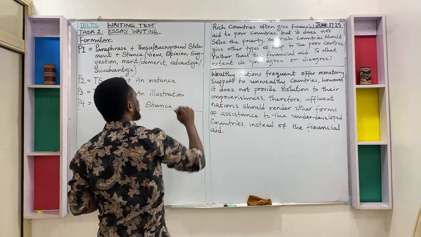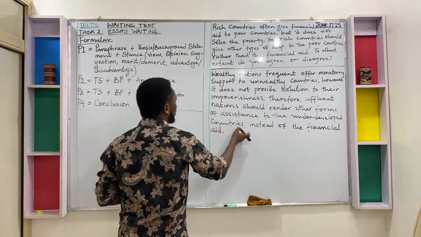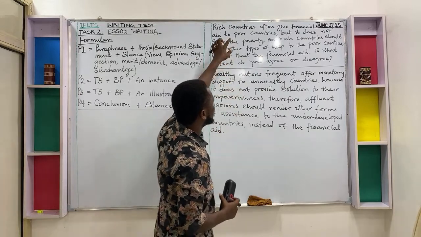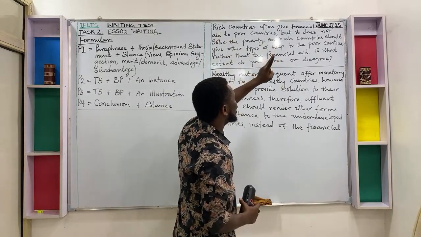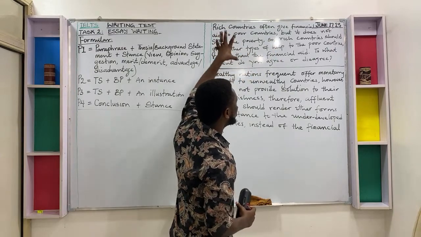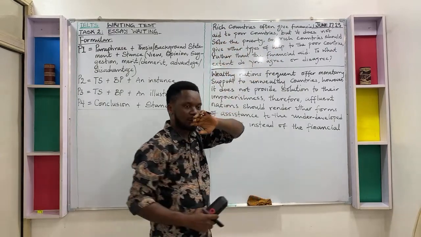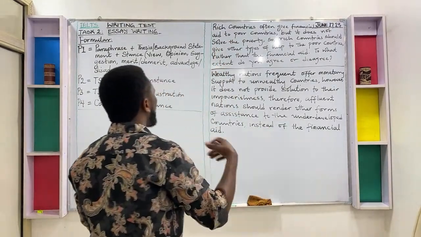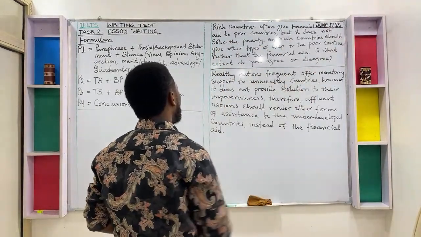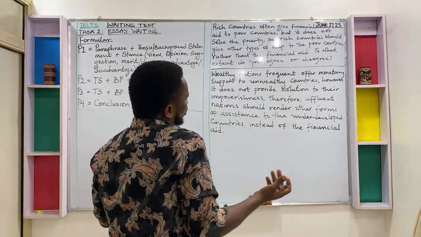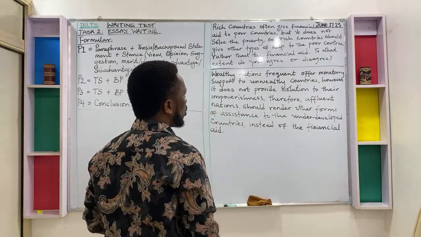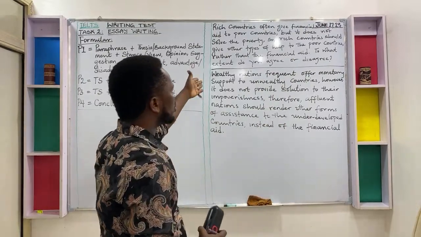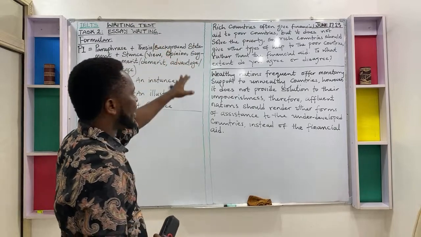So how or what would give you the confidence to say this is what I'm going to do? After you must have achieved your paraphrase, you need to go back to the original question, to read the original question twice or 3 times more to ensure that you've understood the situation at hand. So we need to read it. It says that rich countries often give financial aid to poor countries, but it does not solve their poverty. So rich countries should give other types of help to the poor countries rather than the financial aid.